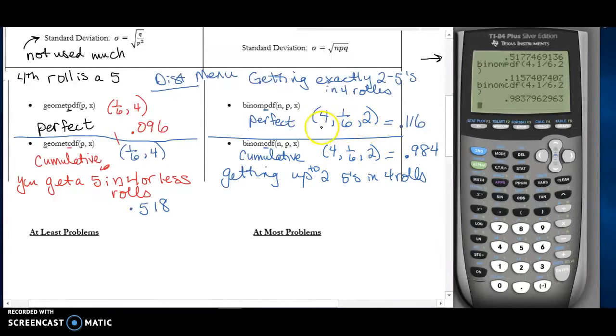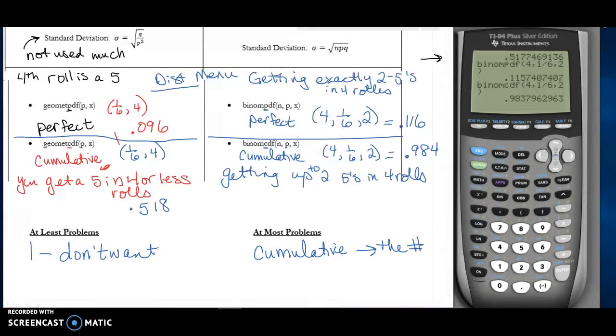So you'll get used to using the calculator. You could do it by hand, but doing it by hand gets a little harder. Now there are some problems that have at least. At least is still what you don't want. And at most is you're going to do the cumulative to the number it says. Once we do some problems, you'll understand what I mean by that.